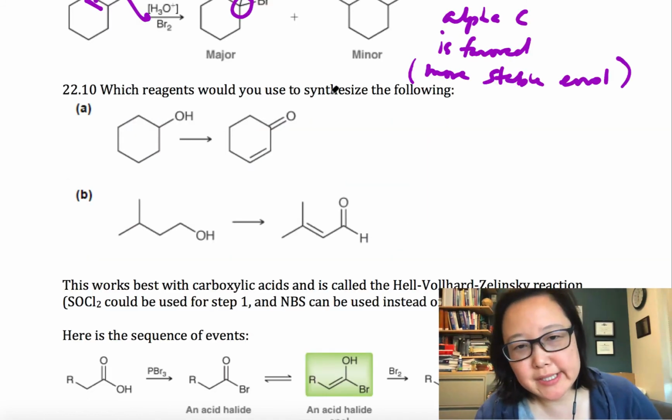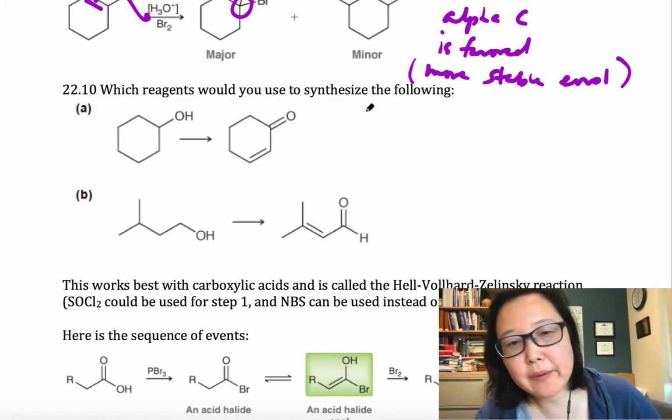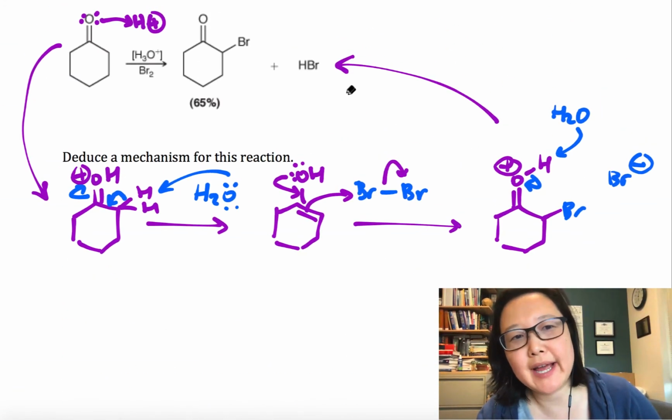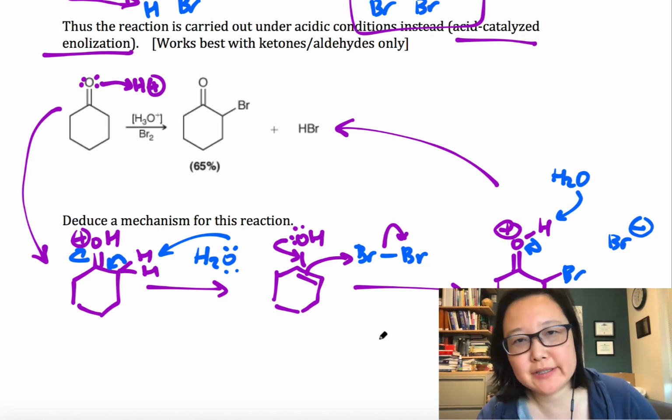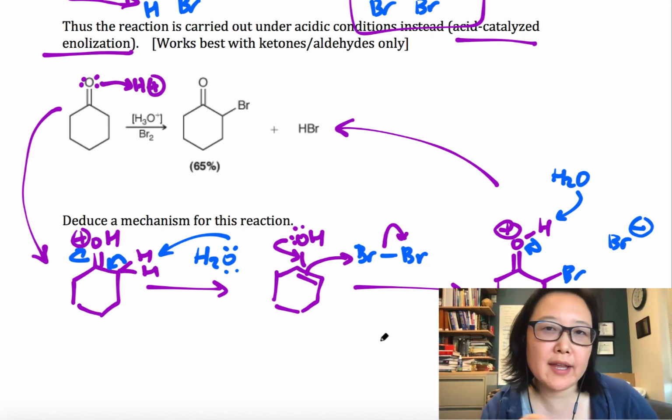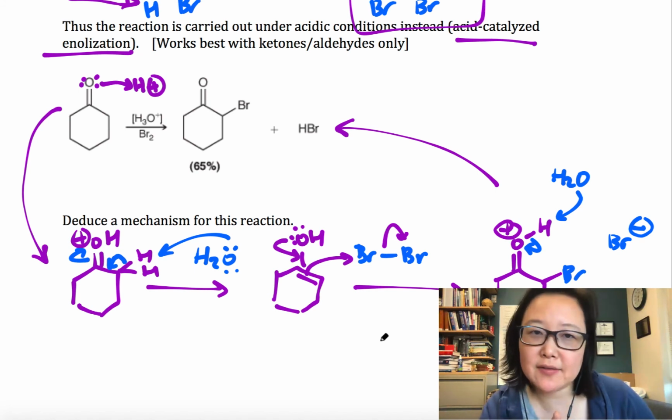Which reagents would you use to synthesize the following? Before we do this, I want you to have this reaction written down as one of the reactions for today. So far you have enol keto tautomerization and enolate formation, which was from the last video. Today we're going to start with this reaction here, so make sure you write that down.